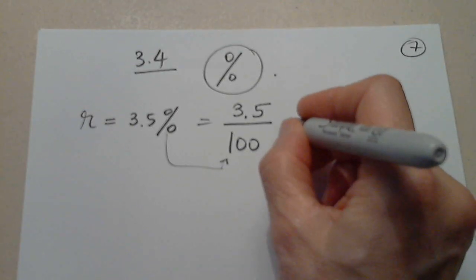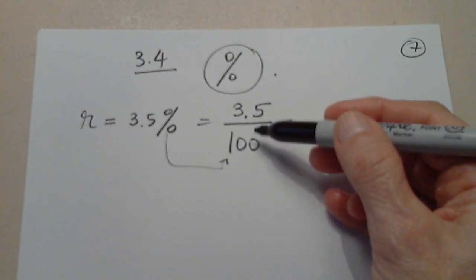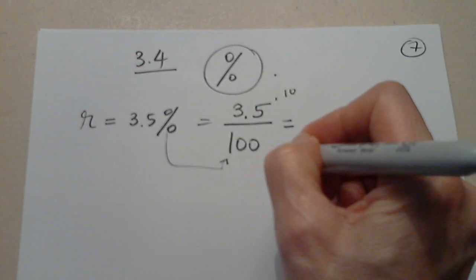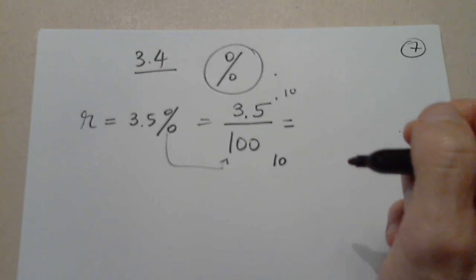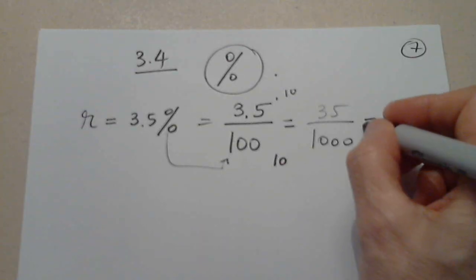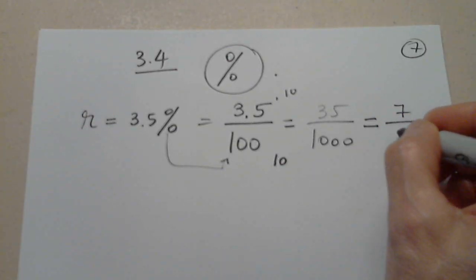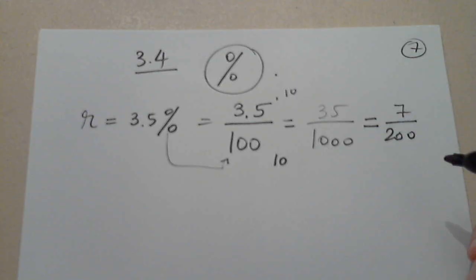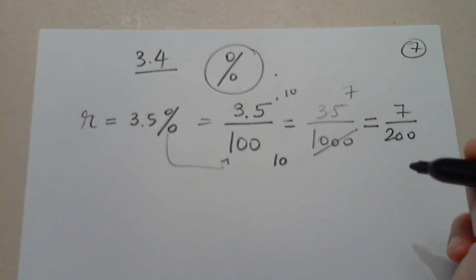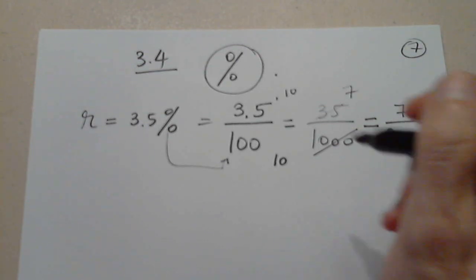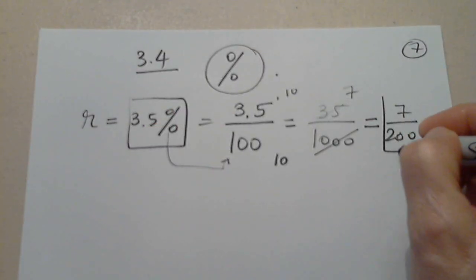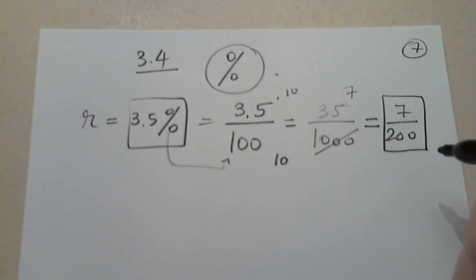Now, if you remember, we said no decimal numbers in the final or in fractions. So I need to multiply the top and the bottom by 10. So this will be 35 divided by 1,000. And then I'll simplify by 5. And I get 7 divided by 200. 35 divided by 5, I get 7. And 1,000 divided by 5, I get 200. So 3.5% is identical with the fraction 7 over 200.